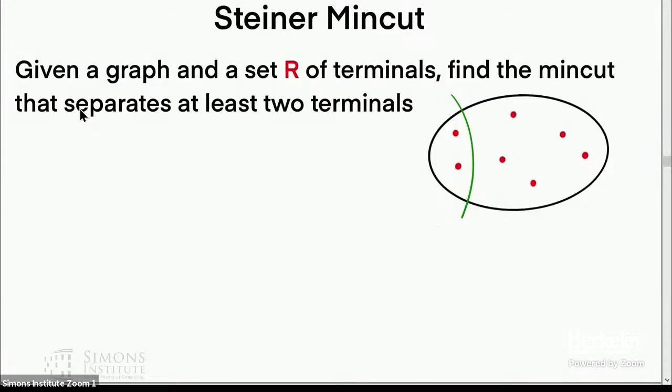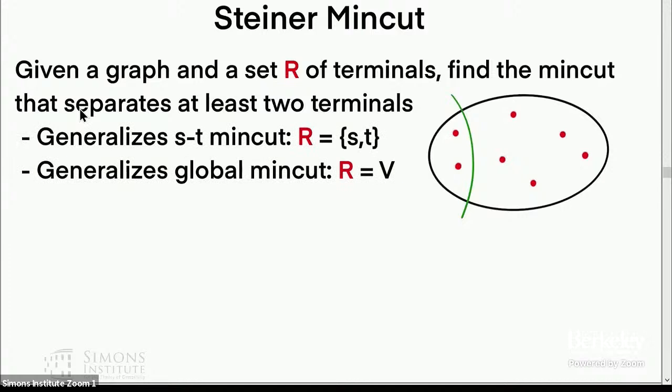The problem we'll be considering for the rest of the talk is Steiner min cut. It's a simple generalization of, say, global min cut or s-t min cut. Given a graph and a subset of vertices called terminals, find the min cut that separates at least two terminals. For example, if the set R is just s and t, it's s-t min cut. If the set R is all the vertices, it's global min cut.